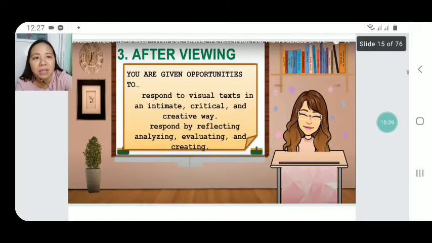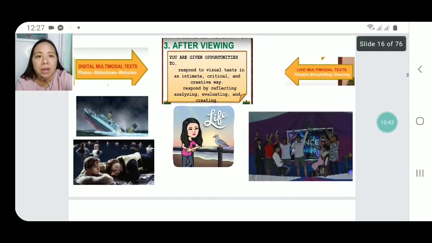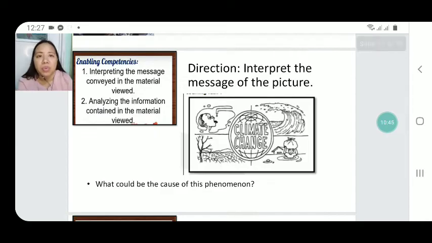So, those are the activities you can do whenever you are having the steps for viewing. So, in your learning packet, there is one activity, learning task 1, to interpret the message of the picture.